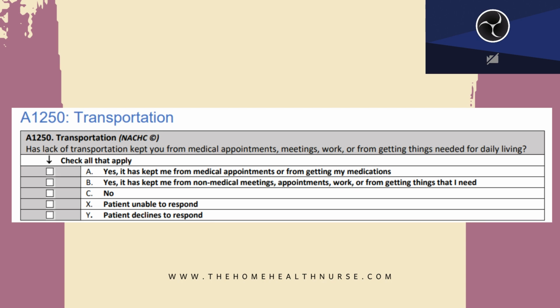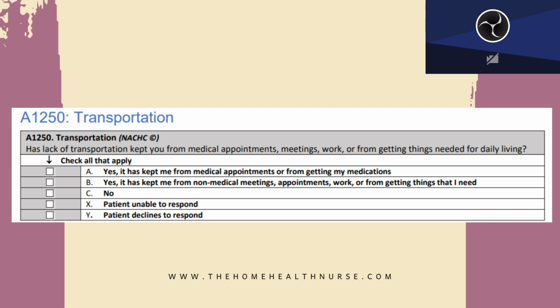So if the patient is having issues with transportation to medical appointments, you can select A. If they're also having problems with non-medical meetings, appointments, work, etc., you can also check B. If the patient is not having difficulty, you would mark C. If the patient is unable to respond, you can mark X.